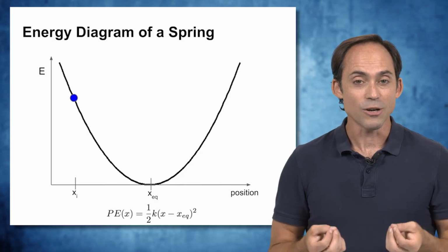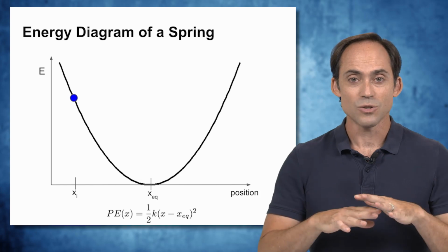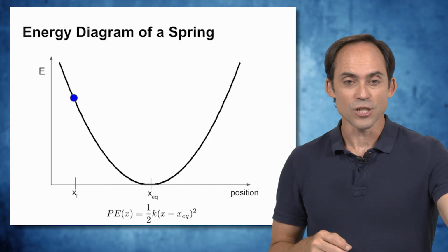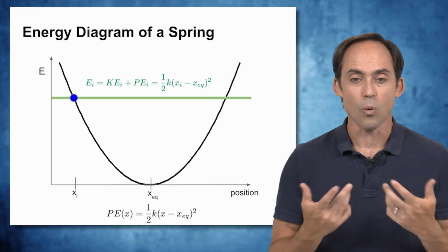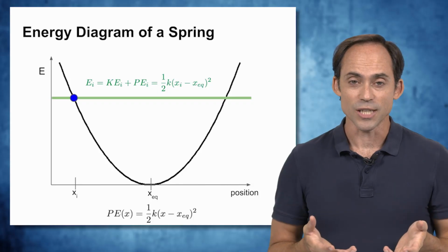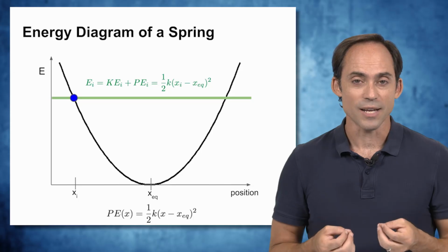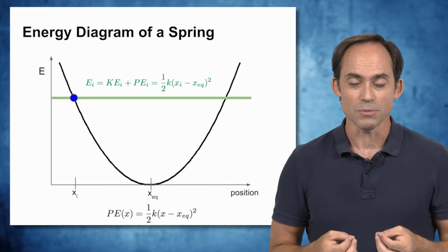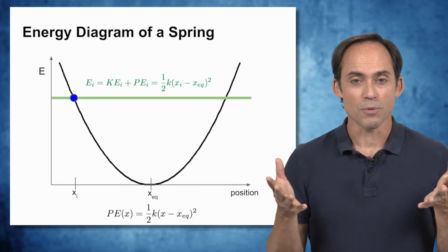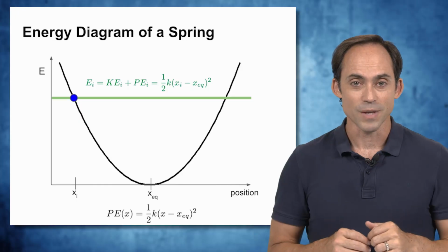But of course, the energy in this system, which only has conservative forces, is totally conserved, both in time and position. So the total mechanical energy is represented by a horizontal line, and the magnitude of that energy is equal to the initial potential energy, which is 1/2 k times our initial position minus the equilibrium position, quantity squared. So that describes both the potential energy and the total mechanical energy on our energy diagram. We've got one more to go.